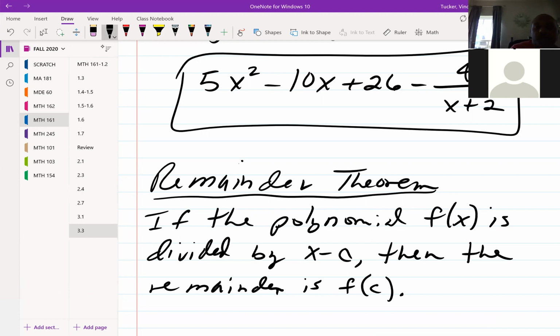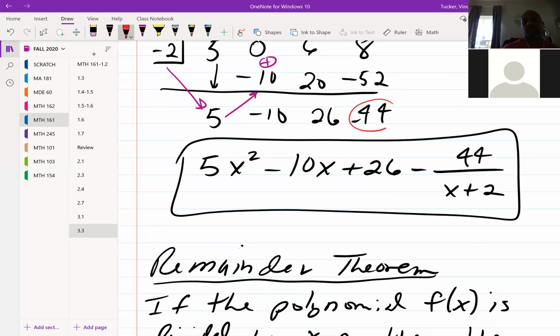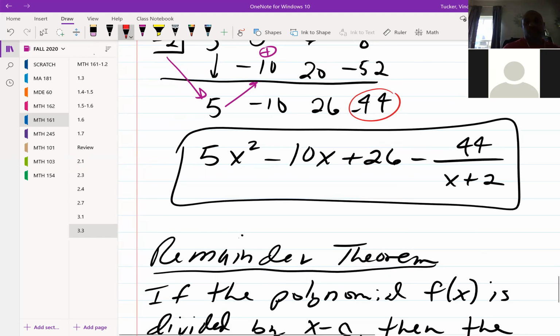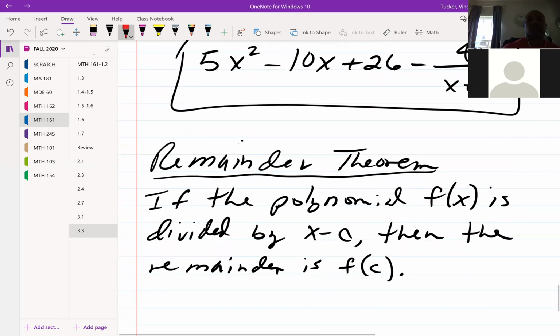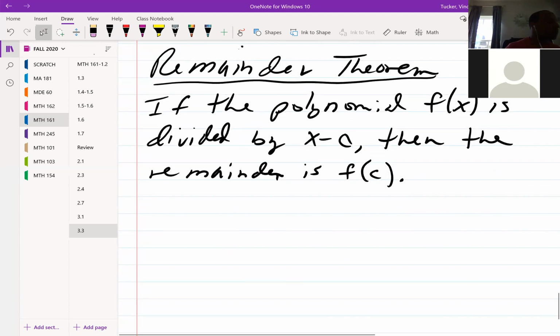All right, so the remainder theorem: if the polynomial f of x is divided by x minus c, then the remainder is f of c. In other words, going back to the opposite sign thing, if I take the positive c and plug it into my function, that's going to be the remainder. And also remember, the remainder is the last number in our synthetic division. So let's try that out.